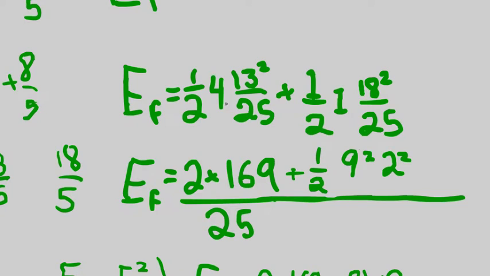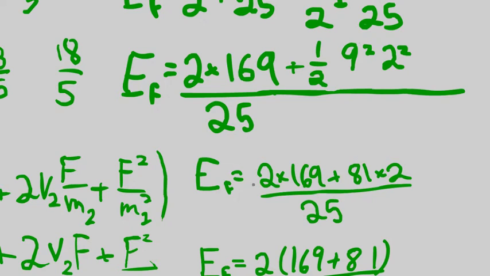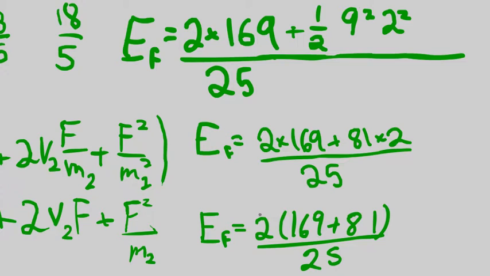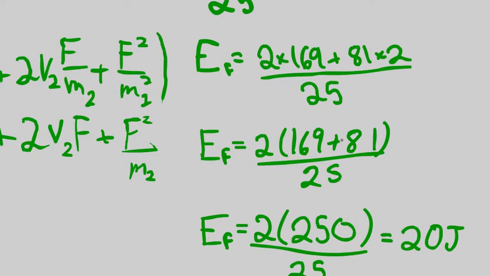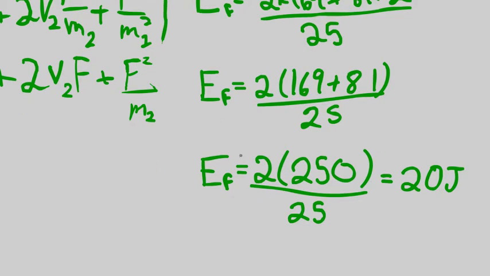And then on this side, there's a 25 common denominator, so I just put it at the bottom, and 13 squared is 169, and the 4 cancels out with the 2, so it's just 2 times 169 plus 81 times 2 over 25. I factored out the 2 to make it a little easier for me. So it's 2 times 250. This adds up to 250 very nicely. And then the 25 cancels out with that 250, so it's 2 times 10, which is 20 joules.